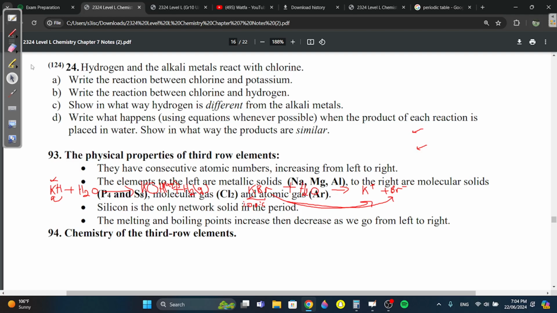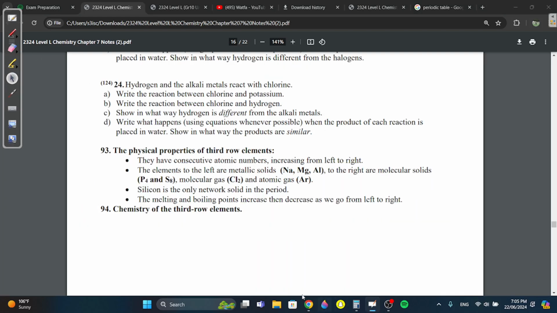Hydrogen and alkali metals react with chlorine. I'm going to zoom out a bit. I don't have space. Write the reaction between chlorine and potassium. So K plus Cl2 obviously produces KCl. Balance, solid, gas, solid over here. Write the reaction between chlorine and hydrogen. So H plus Cl. H2 plus Cl2 to produce 2HCl.